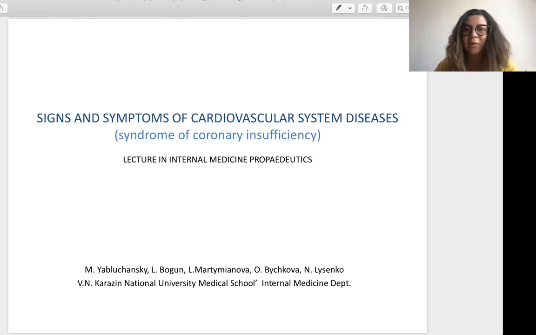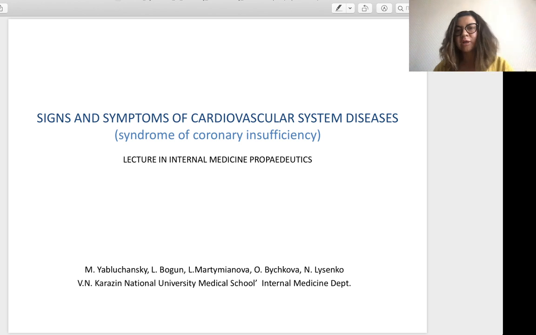Today we continue our cycle of lectures about Propaedeutics of internal medicine, and it is a continuation of the cardiovascular submodule. And today it is signs and symptoms of cardiovascular system diseases, and especially the syndrome of coronary insufficiency. This topic will be combined from two lectures: about chronic forms of coronary insufficiency, or coronary artery disease, or ischemic heart disease, and another lecture about acute forms, or acute coronary syndrome.